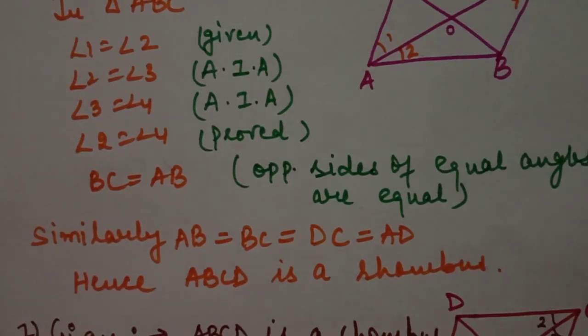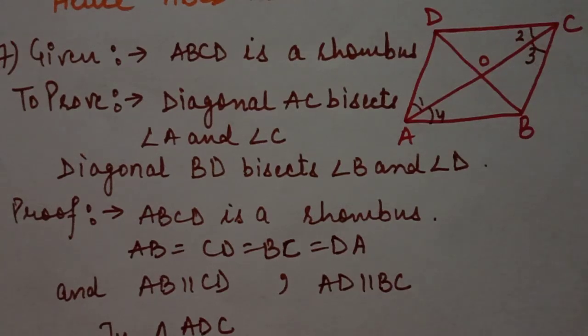Now question number 7. Question number 7 is also very easy. It also depends upon the bisect concept. It is given that ABCD is a rhombus. Show that diagonal AC bisects angle A as well as angle C, and diagonal BD bisects angle B as well as angle D. We have to show it.